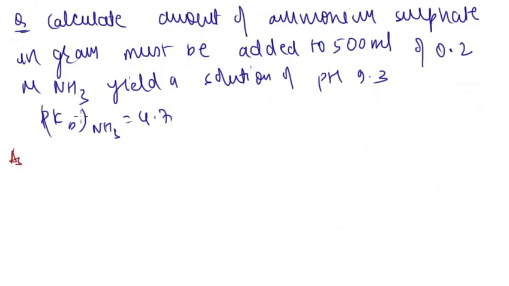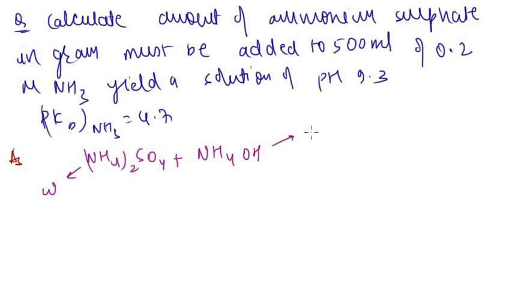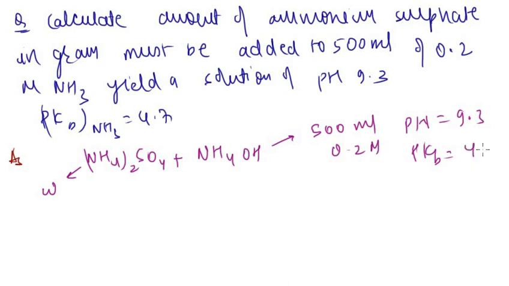Now the next problem is to calculate the amount of ammonium sulfate, (NH4)2SO4, that must be added to 500 ml of 0.2 molar ammonia. So ammonia we can write as NH4OH. We are asked the mass of ammonium sulfate, and NH4OH is given. The information we have is 500 ml, 0.2 molar, and the solution pH is 9.3 and pKb for NH4OH, or ammonia, is 4.7.